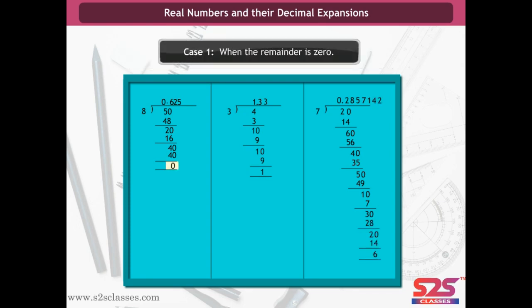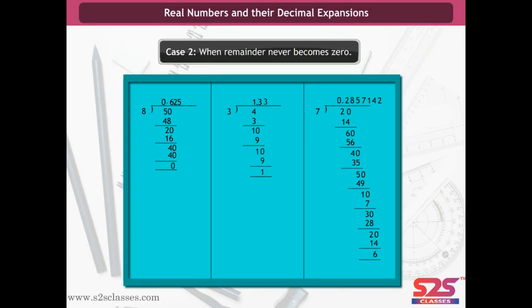Case 1, when the remainder is 0. In this case, the remainder is 0 and the decimal expansion terminates after a finite number of digits after the decimal point. In the decimal expansion of 5 by 8, we can see that the remainder becomes 0 and the decimal number obtained is 0.625. Case 2, when the remainder never becomes 0. In this case, the remainder never becomes 0 and the corresponding decimal expansion is non-terminating.